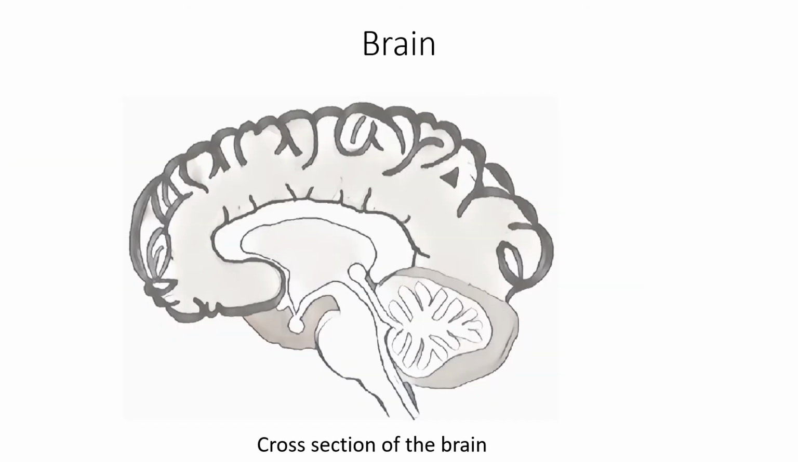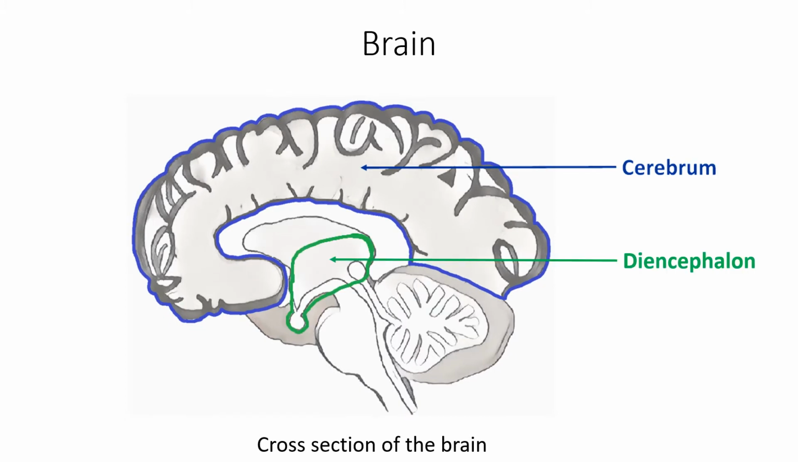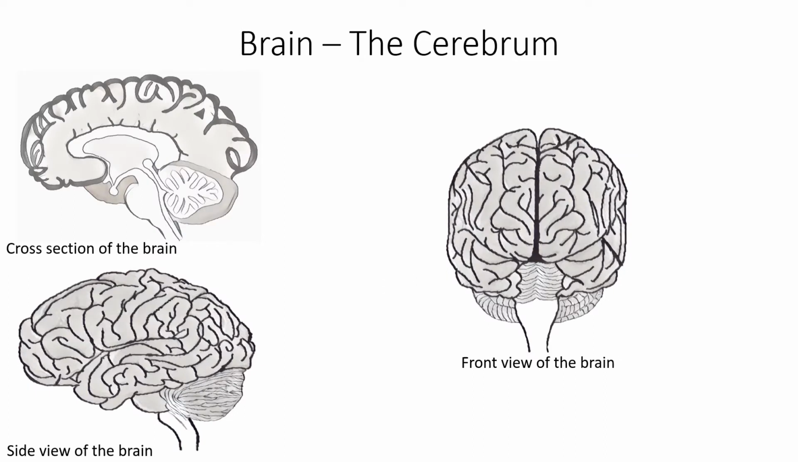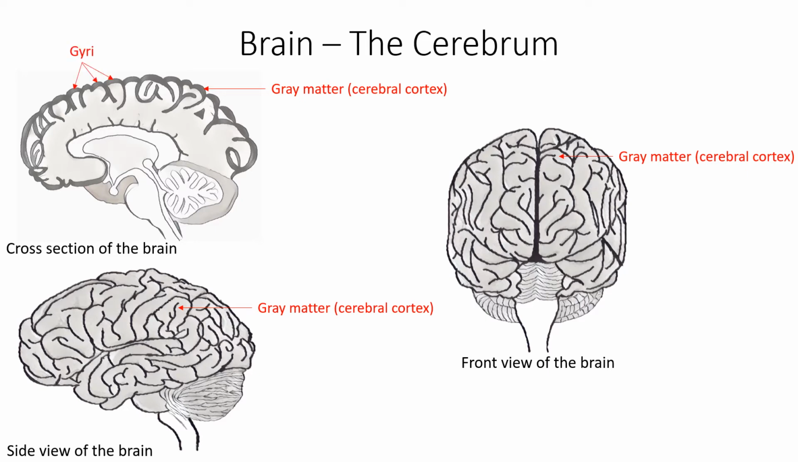Brain is divided into four major regions: cerebrum, diencephalon, cerebellum, and brain stem. Here you see cerebrum cross-section, side view, and front view to get a better understanding of its anatomy. The cerebrum is covered by a continuous layer of wrinkled gray matter, also known as cerebral cortex. The ridges of those wrinkles are called gyri, and grooves between two gyri are called sulci.